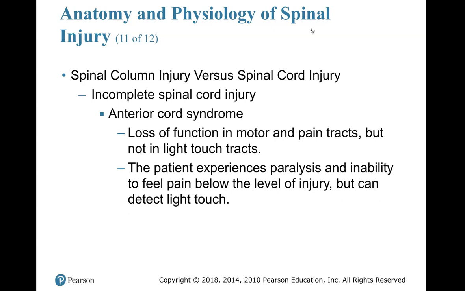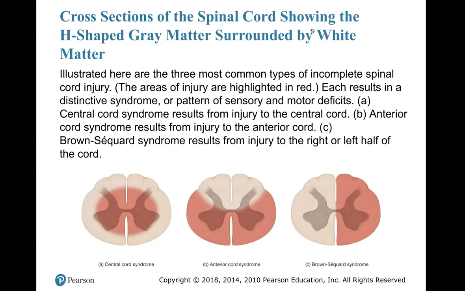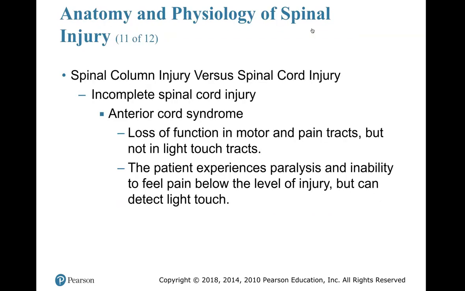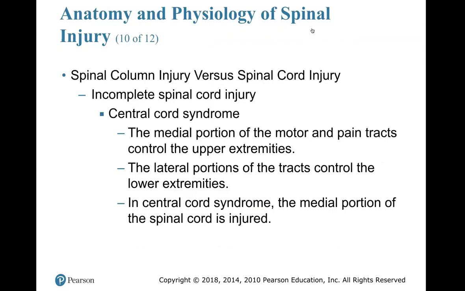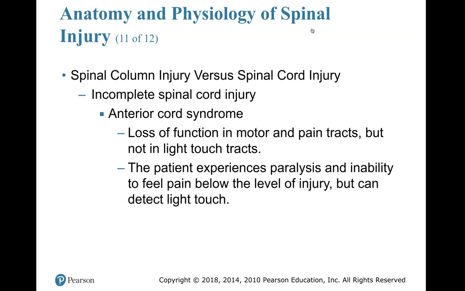Anterior cord syndrome, and like I said, this is going back over what we're looking at here. So you need to know, if you see any of these signs and symptoms or these deficits here, you know what you're looking for. Central cord, anterior cord, which is loss of function in motor and pain tracts, but not in light touch tracts. The patient experiences paralysis and inability to feel pain below the level of injury, but can detect light touch.